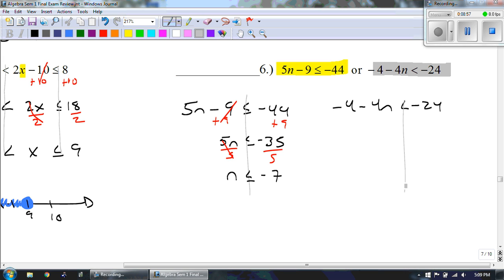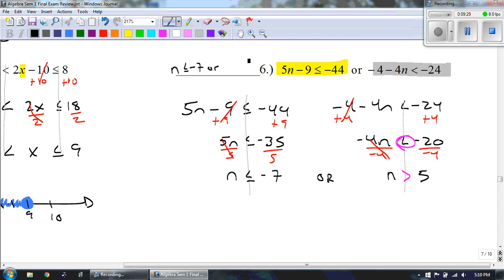Okay, now on the right side, we're going to add the 4 to both sides. So I have -4n is less than -20. And then here I'm dividing by, see, I'm dividing by -4. That's when we have to flip the sign. So n is greater than 5. Okay, so our answer, n is less than or equal to -7, or n is greater than 5.